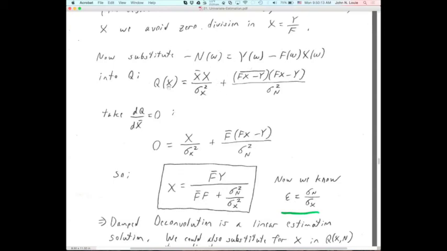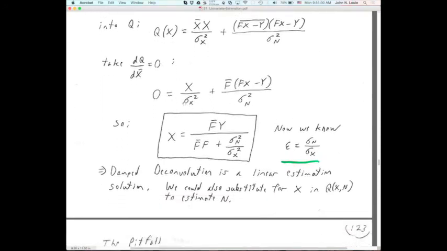We have the data though, so we have q depending on x. The first term's the same, x conjugate x divided by sigma squared of x. So we're minimizing on that, but we have this other term here, which now we know is the conjugate of the quantity fx minus y times fx minus y. So those are the errors, given the data, divided by the variance of the noise, which we still have to somehow estimate. And we take dq dx equal to 0. And what we get is 0 equals x over sigma sub x squared plus f conjugate acting on fx minus y divided by sigma squared of the noise.